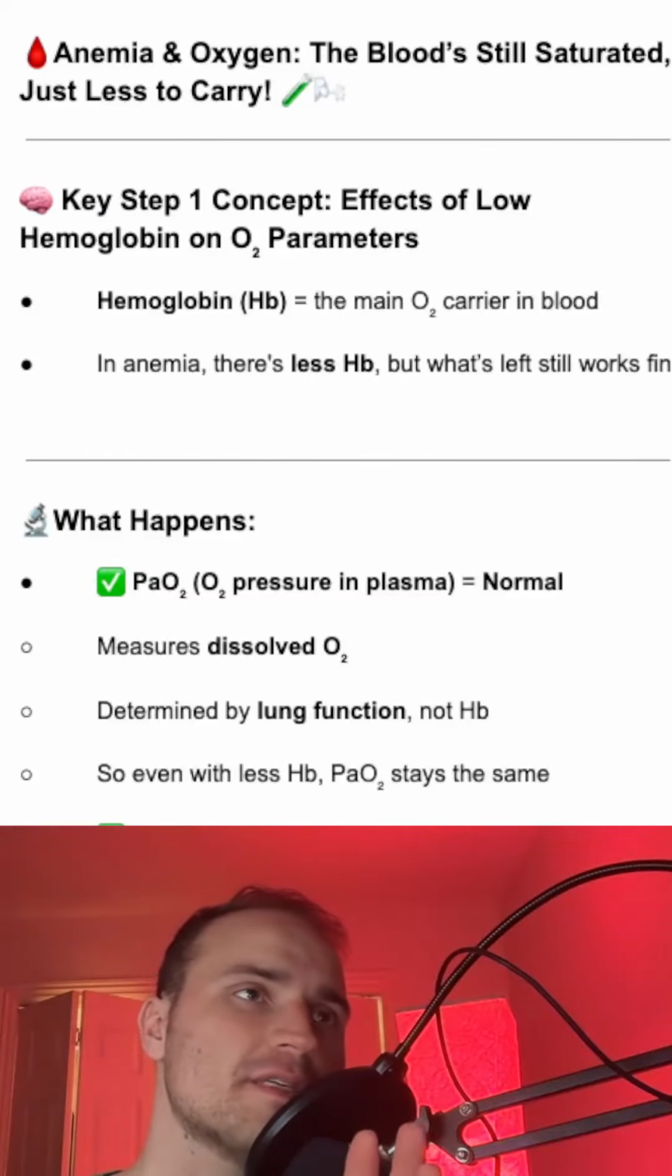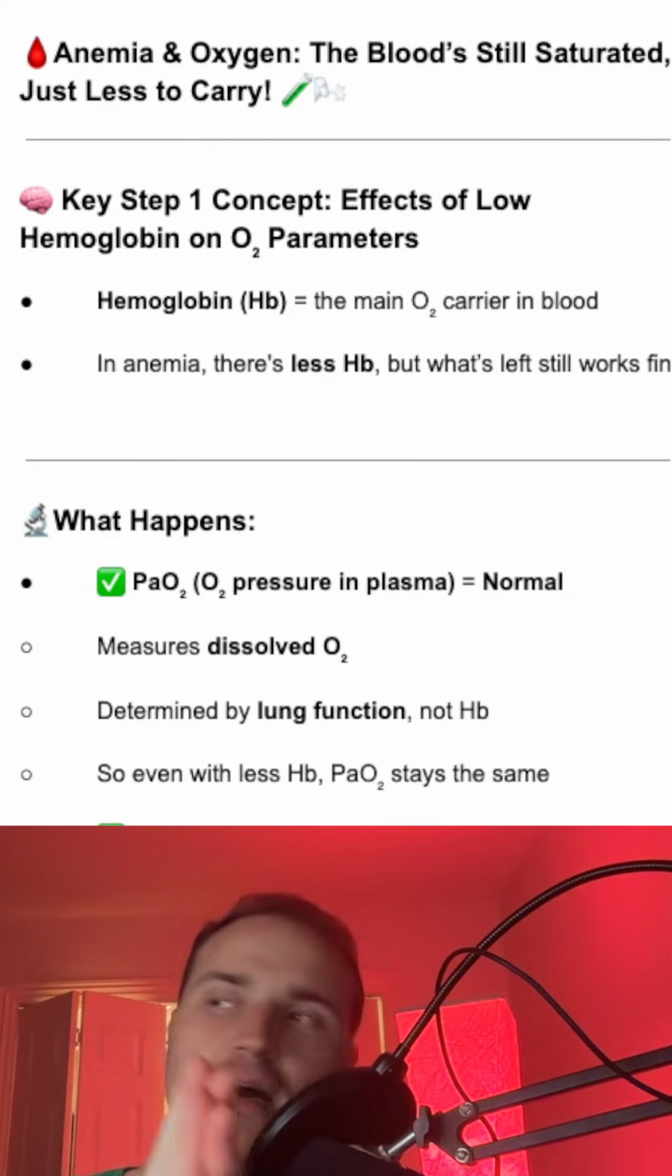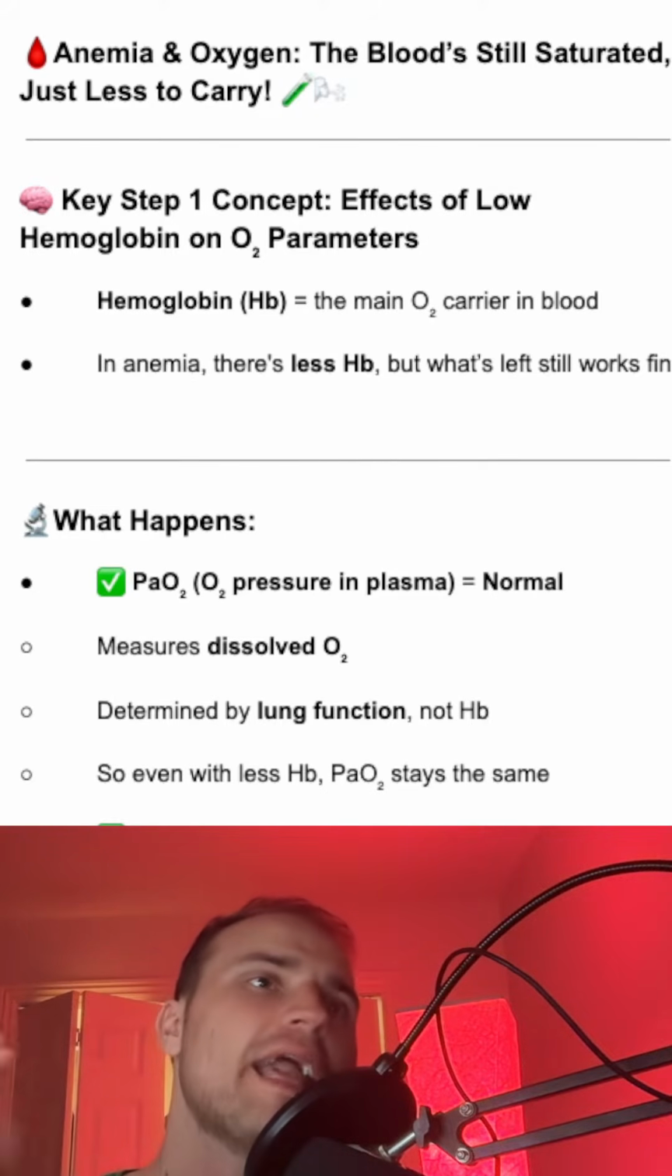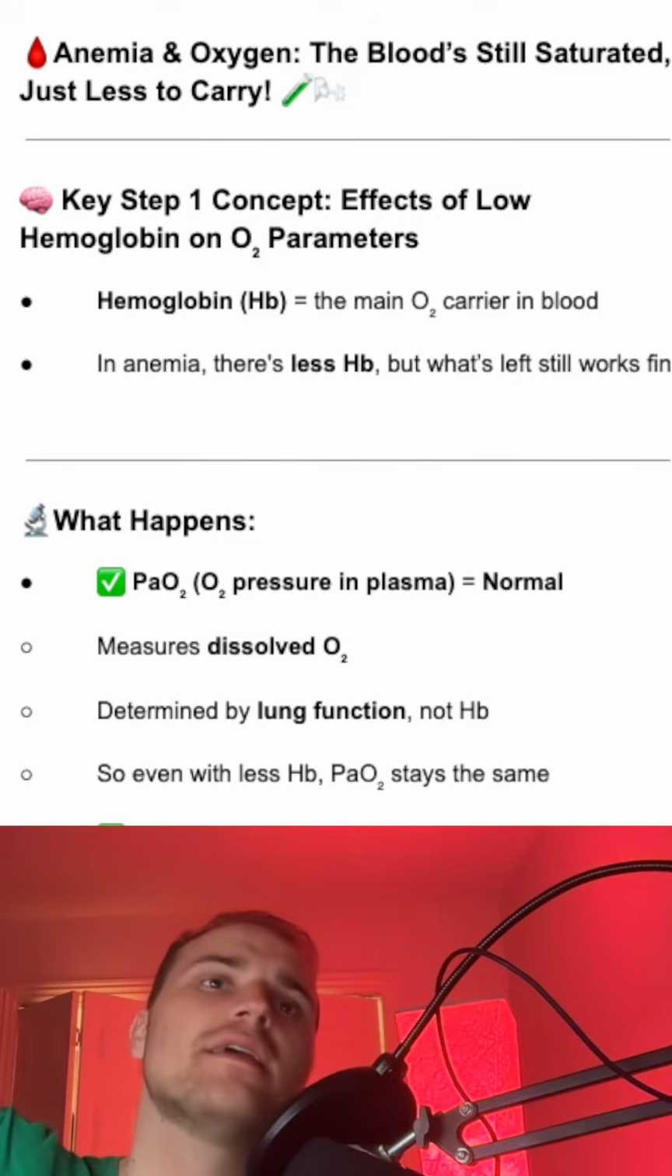Let's explain all this super simply. So, imagine your blood is an oxygen delivery service. Hemoglobin is your truck, oxygen is the package. Now, PaO2 is like the air around the trucks. That's how much oxygen is floating freely in the blood.